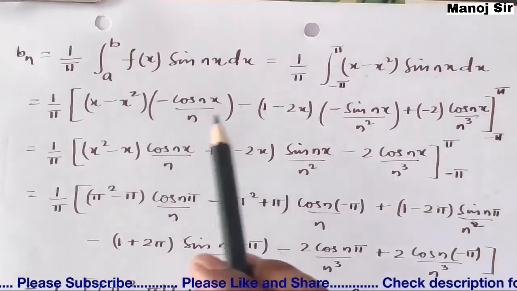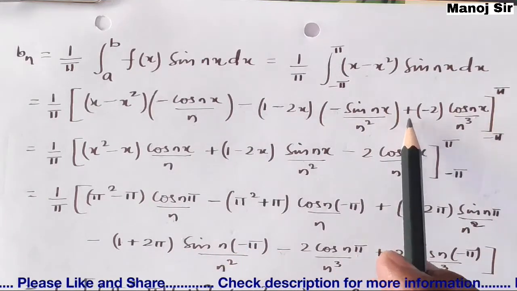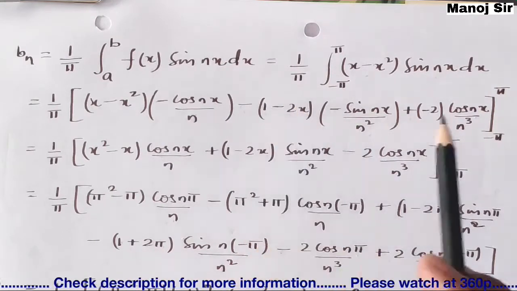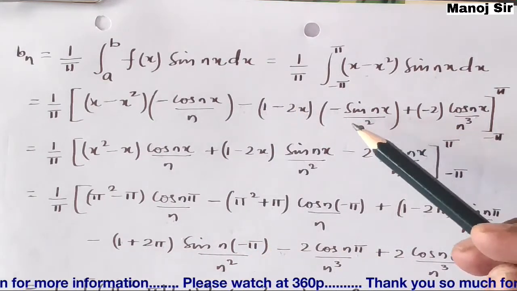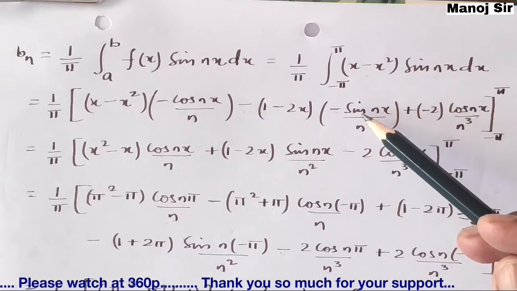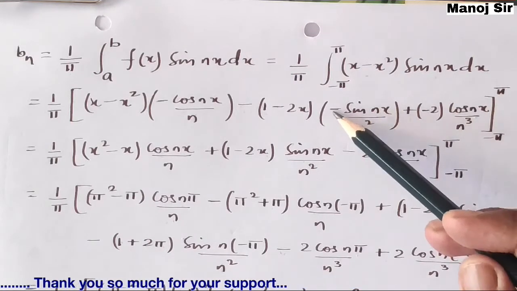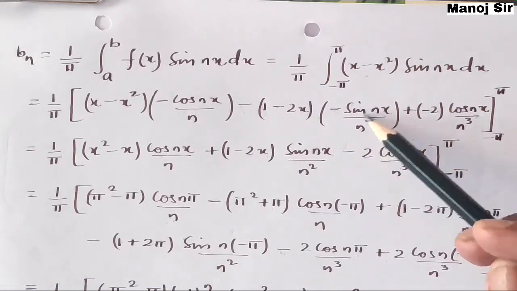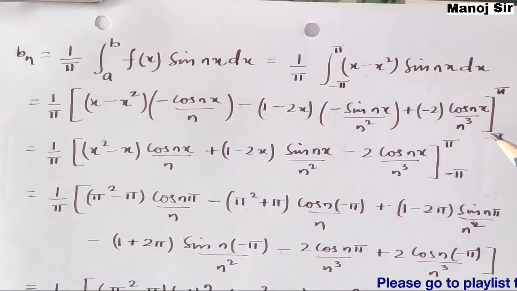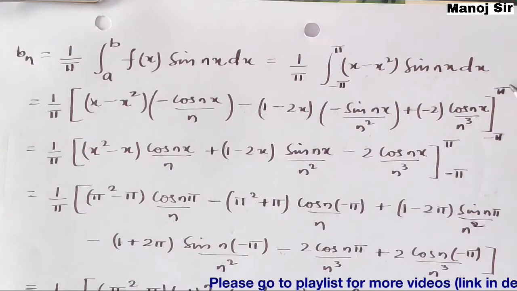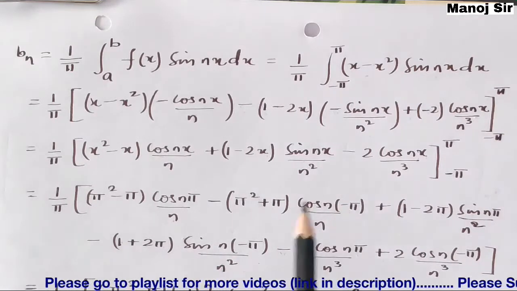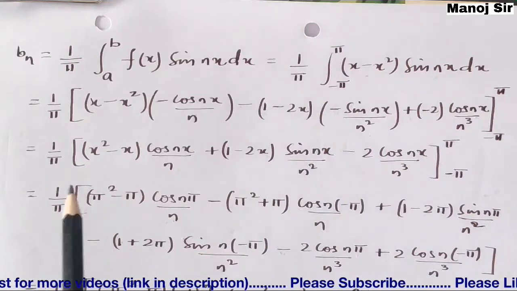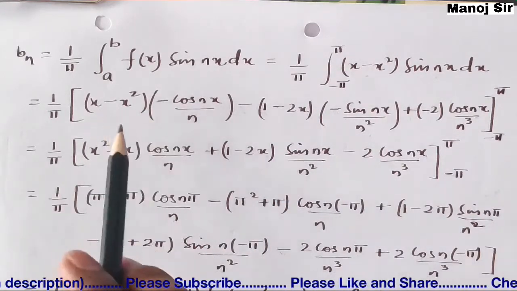Now first term positive, second term negative, third term will again be positive. Differentiation of this part, that is minus 2. Now integration of this part, integration of sin is minus cos, minus minus will become positive. Cos nx upon n into n square will become n cube. Limit goes from minus pi to pi. In the next step, we are simply opening the bracket, taking negative common.